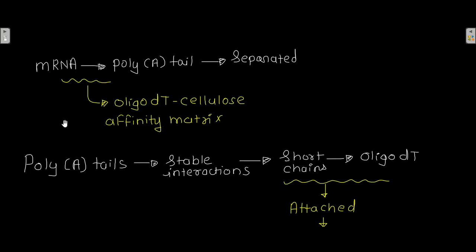Now we will talk about an example. Consider eukaryotic mRNA with a poly A tail, and you want to separate this mRNA. For that you will use an oligo-dT cellulose affinity matrix. So you have a mixture of RNAs, and in that mixture there is mRNA, and you want to separate the mRNA from that mixture. Then you will do that by using this oligo-dT cellulose affinity matrix.